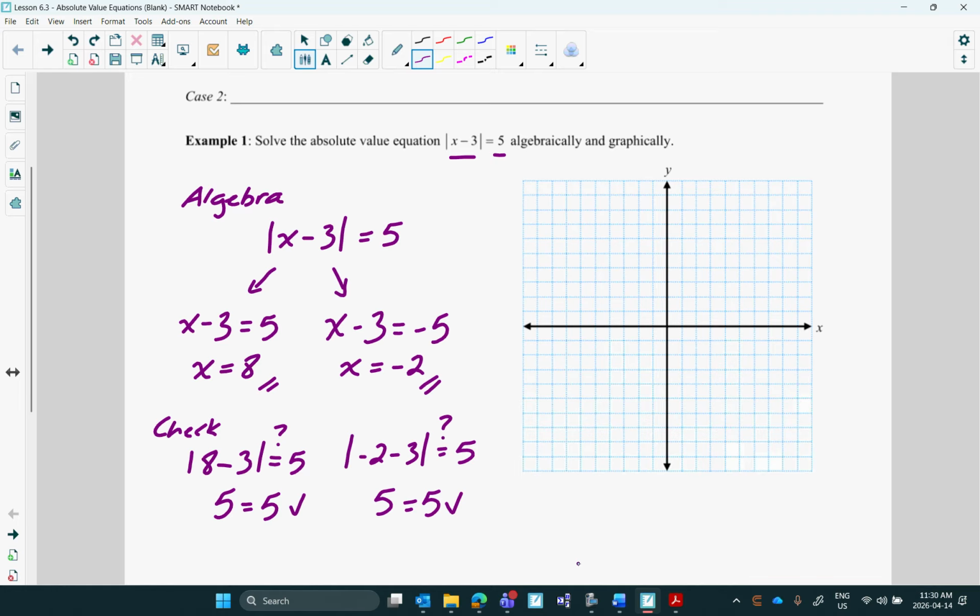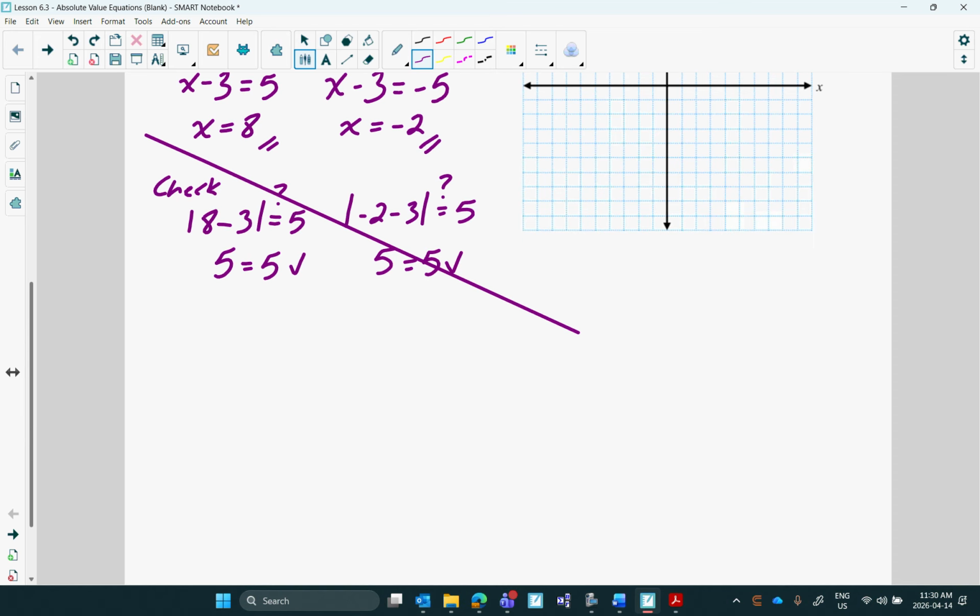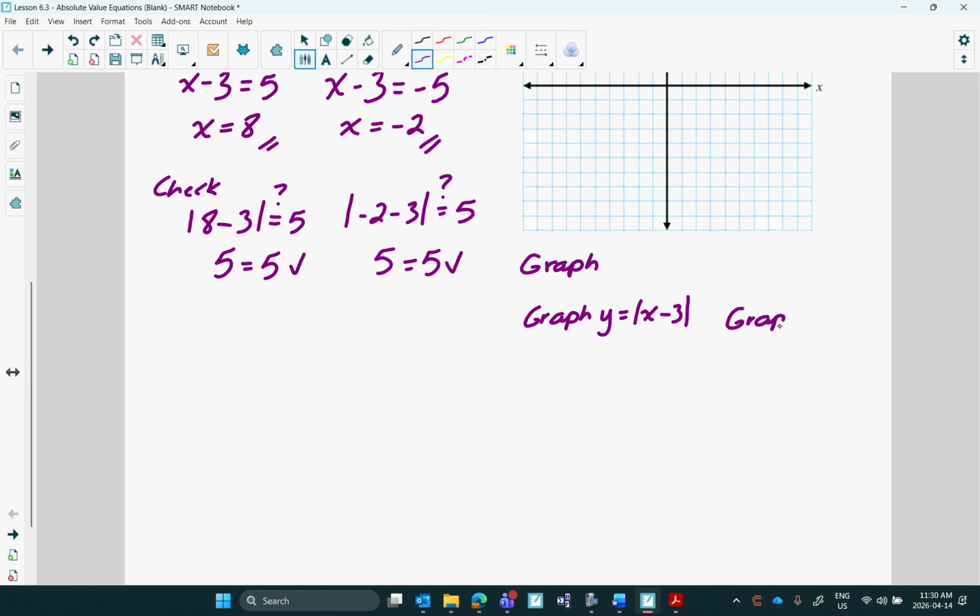So what I need to do, if I'm going to do it graphically, is graph y equals the absolute value of x minus 3, which is the left side of the equation. And I have to graph y equals 5. Remember, in order to make it a graph, you got to put a y equals in front of it. Well, this one's pretty easy, pretty straightforward. What does this look like on the graph? y equals 5.